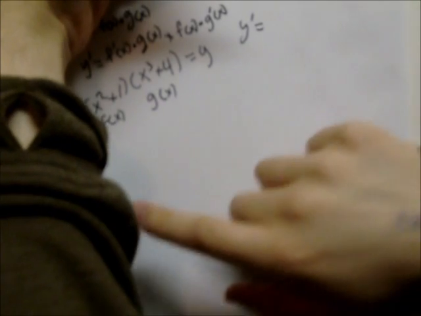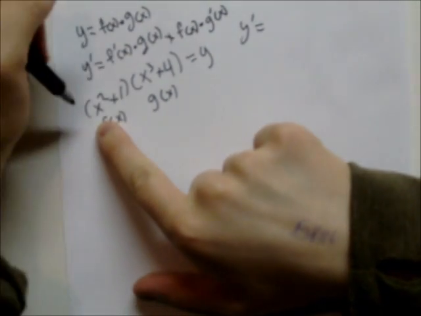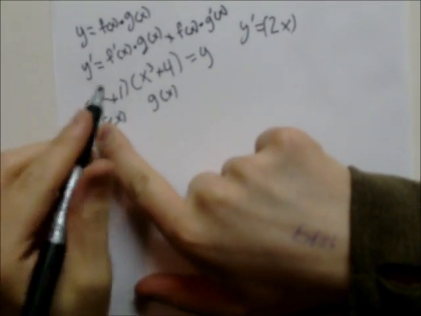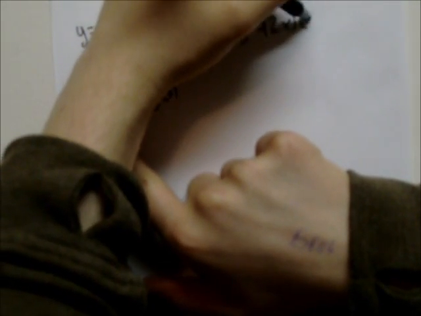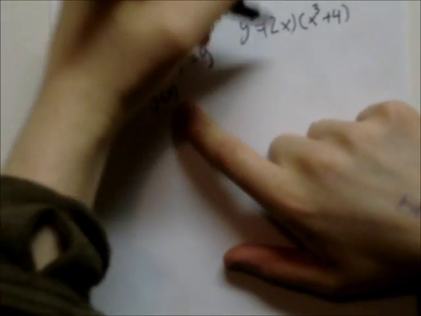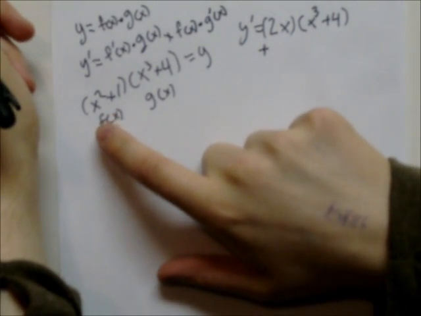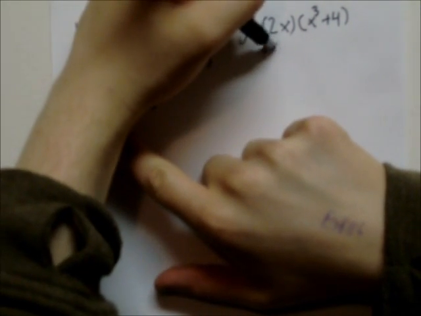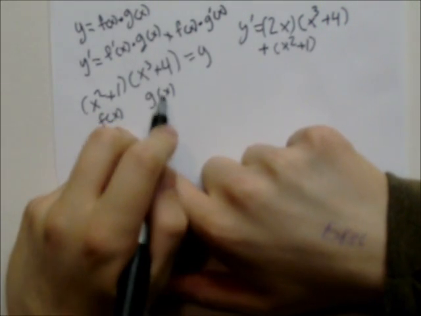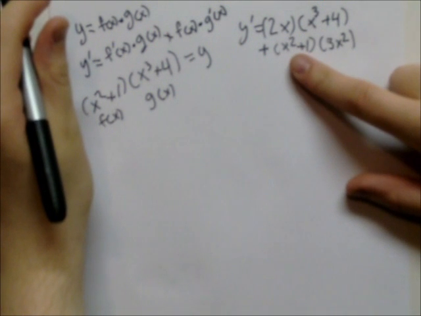So y prime equals the derivative of this with respect to x, which is 2x, times this. And then you add the original function, f of x, which is x squared plus 1, times the derivative of g of x, which is 3x squared. And there's your product rule.